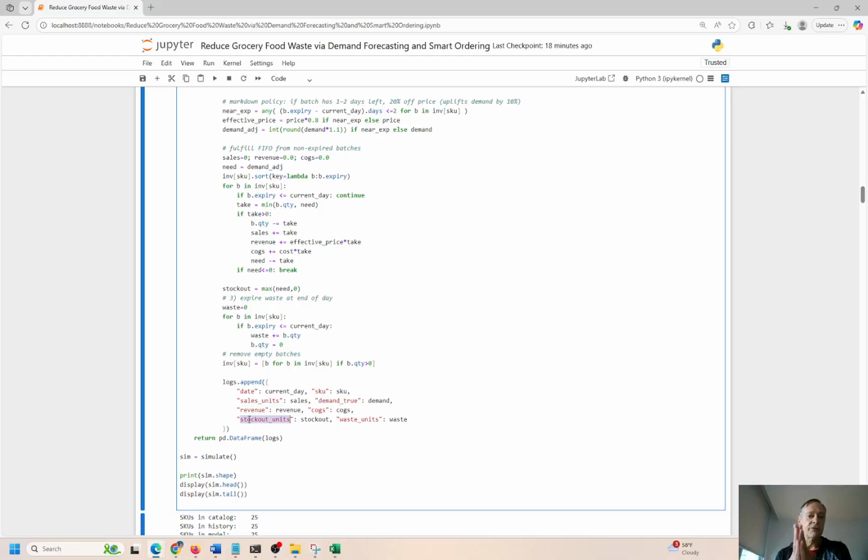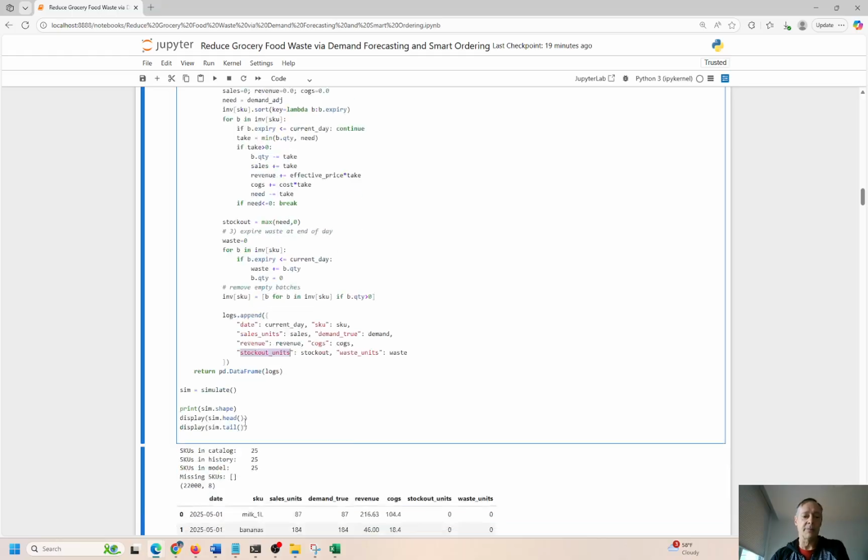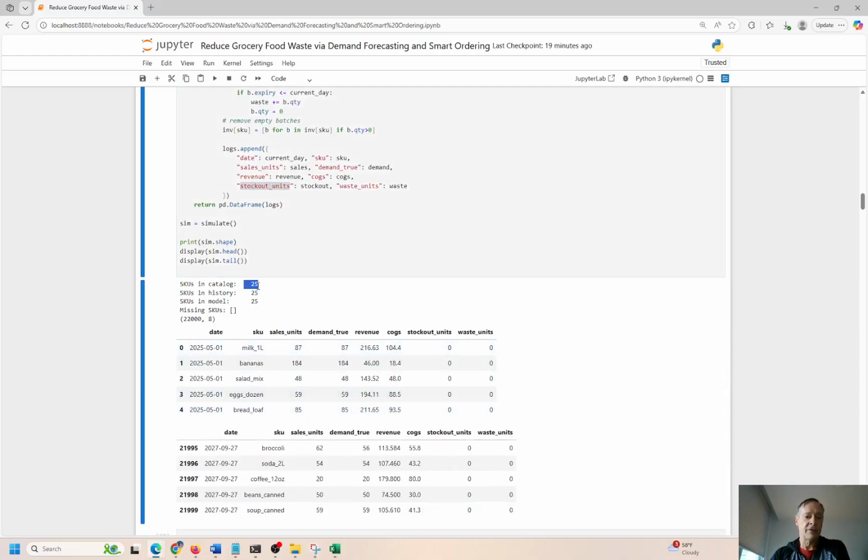So you want to try to manage your inventory so it's pretty much stocked on the shelves. When supplies are running out or dwindling, we'll create a reorder point and restock the shelves. So you don't want the stuff sitting around for too long, and you don't want to sell out and there's nothing left, right? You want to get that Goldilocks spot right in between. So we have 25 SKUs in the catalog, in the history, and in the model. So everything came through fine.